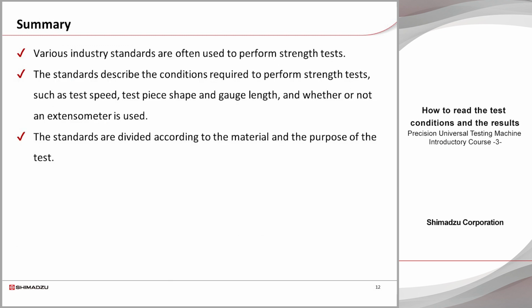This webinar explained the following things. The various industry standards are often referred to when performing strength tests. The standards describe the conditions required to perform a strength test, such as test speed, test piece shape, and gauge length, and whether or not an extensometer is used. The standards are divided according to the material and the purpose of the test.